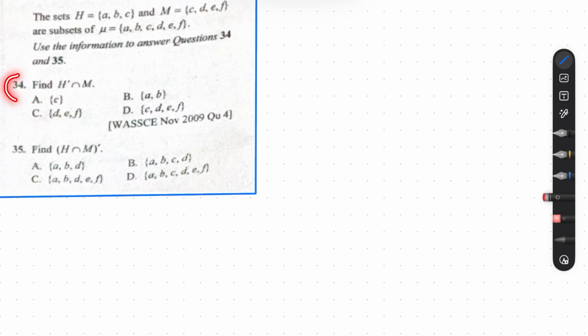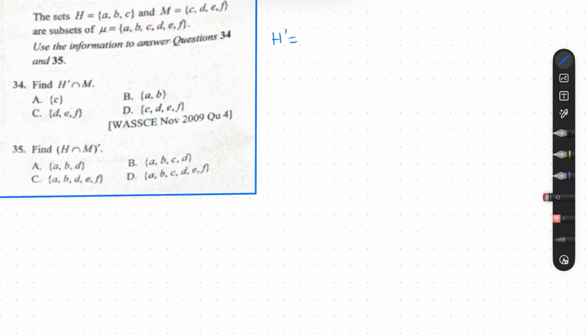Question 34 says find H complement intersection M. First we need to find H complement, and then find the intersection between that and M. So let's find H complement. H complement will be all the elements in the universal set that are not in H. We have A in H, so that cannot work. B is in H, so that is not part. C is in H, so that is not part. The rest is D, E, F. So that will be our H complement.